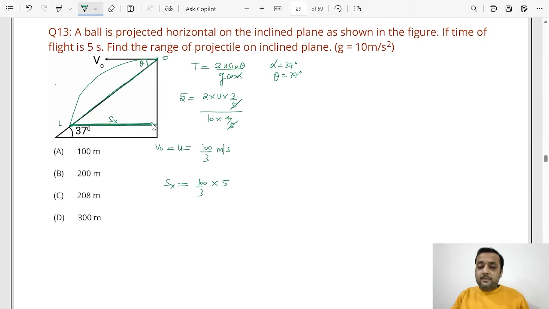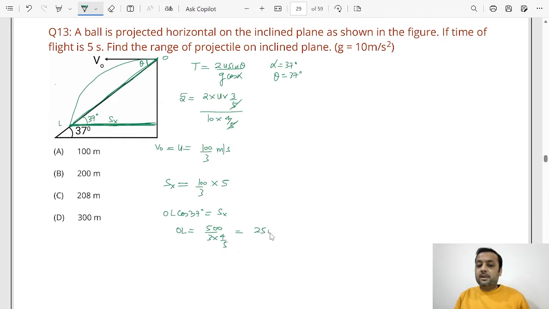Now this value is 500 by 3 and we have to find OL. Because we know that this angle is 37, you can see that OL cos 37 is Sx. Done. So OL will be Sx, which is 500 by 3 upon cos 37, which is 4 by 5.